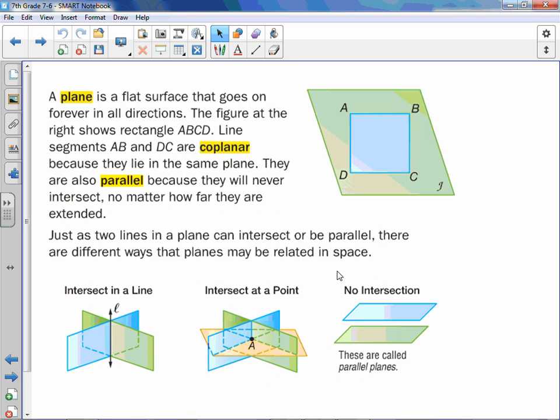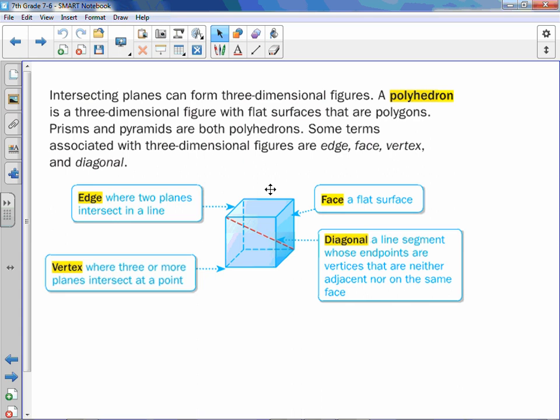Just as two lines in a plane can intersect or be parallel, there are different ways planes can be related in space. They can intersect in a line, they can intersect at a point, or they can have no intersection, in which case we would call them parallel planes. Intersecting planes can form three-dimensional figures.